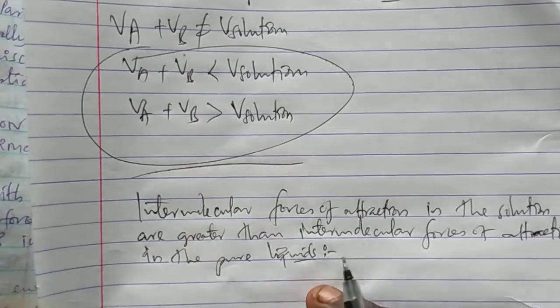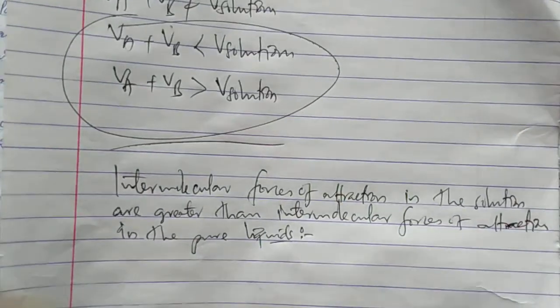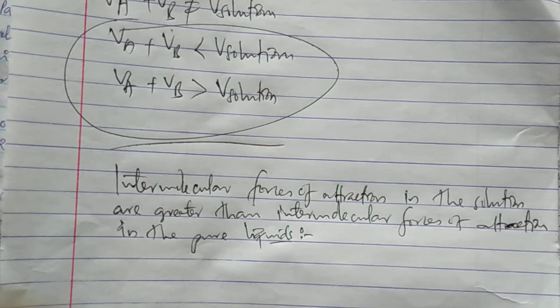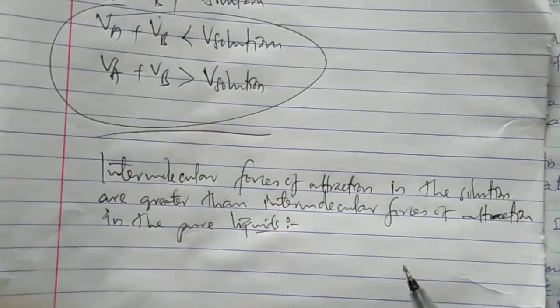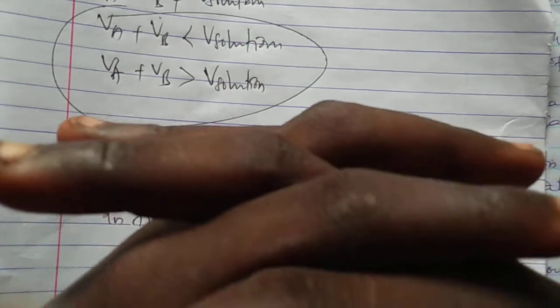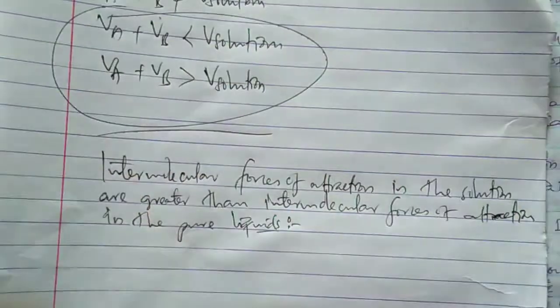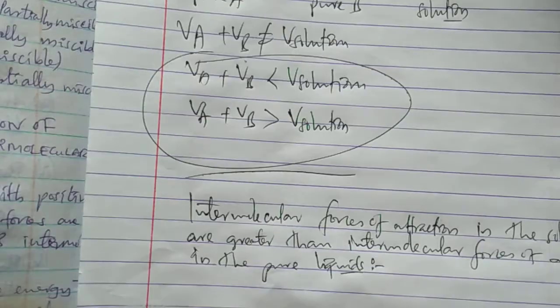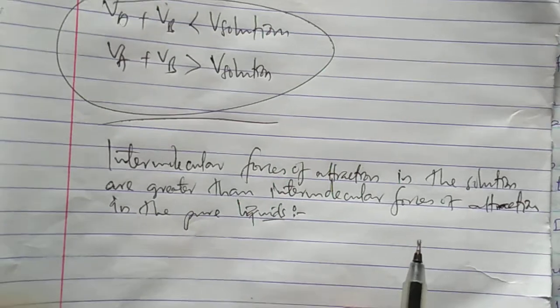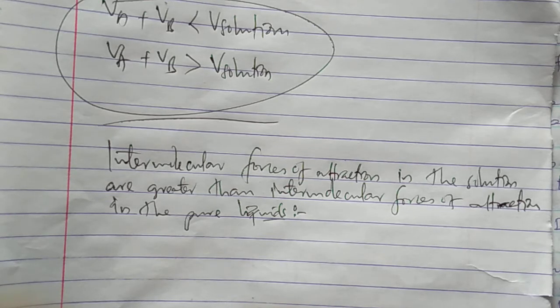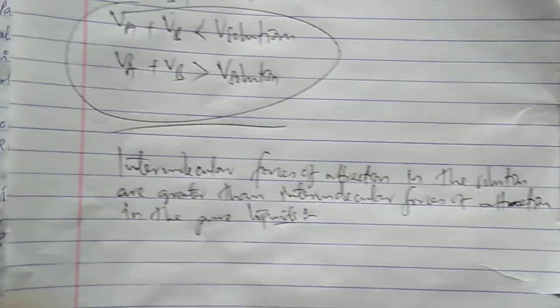then we will end up with a solution that has a smaller volume. Why? Because the intermolecular force of attraction becomes greater. I said that when things are attracted more, their volume tends to decrease, but when they are attracted less, volume tends to increase. So based on that, the pressure of a non-ideal solution is either higher or lower than that of an ideal solution. So based on that, we classify non-ideal solutions into two groups.